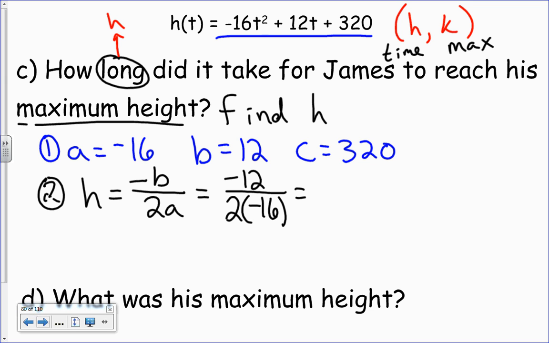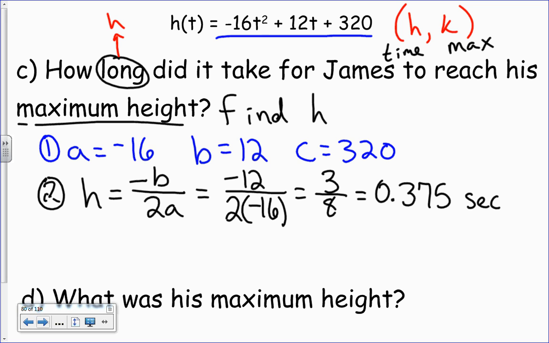So, when we look at this one, we got negative 12 on top. And on the bottom, we have 2 times negative 16. You should get a positive answer. The fraction you get is 3 over 8. So it would be 3 over 8 seconds. If you want to convert that to a decimal, hit the 2 arrows above the enter sign, and you get 0.375, and this would be seconds. So it's less than 1 second after he jumps that he reaches his highest point.